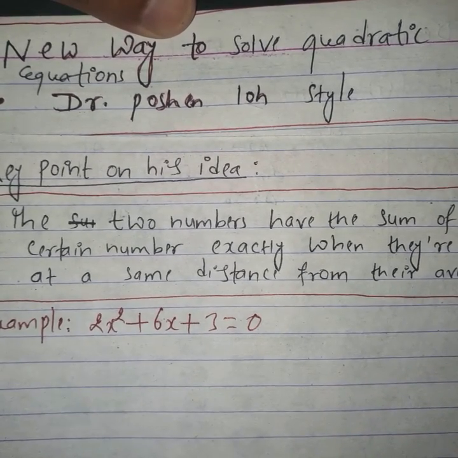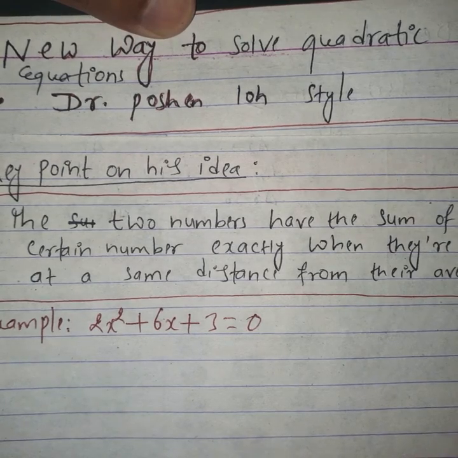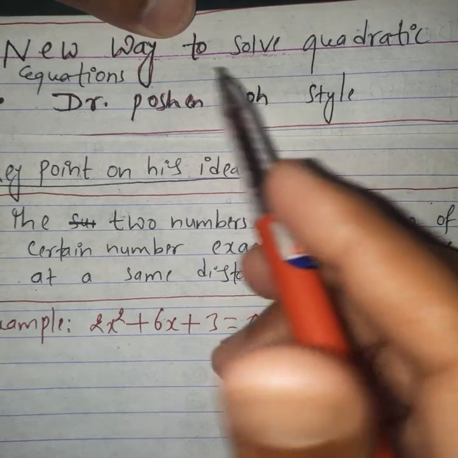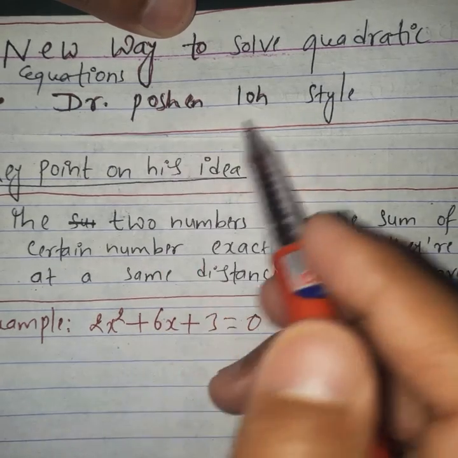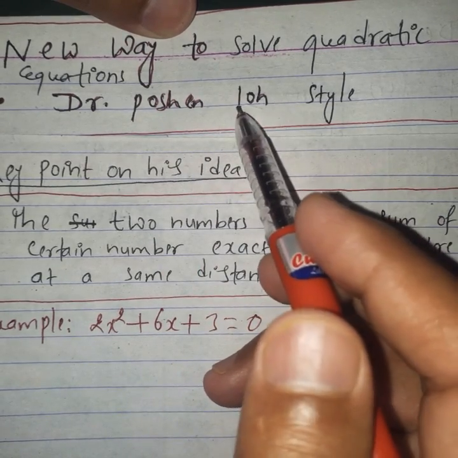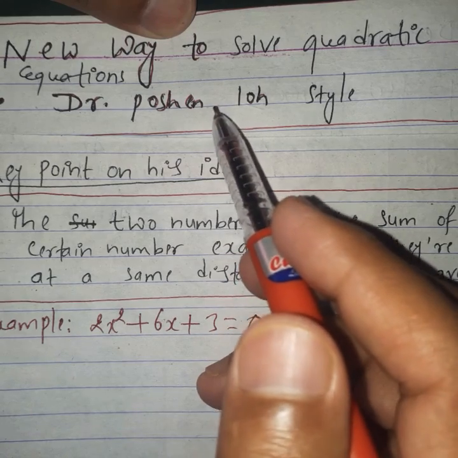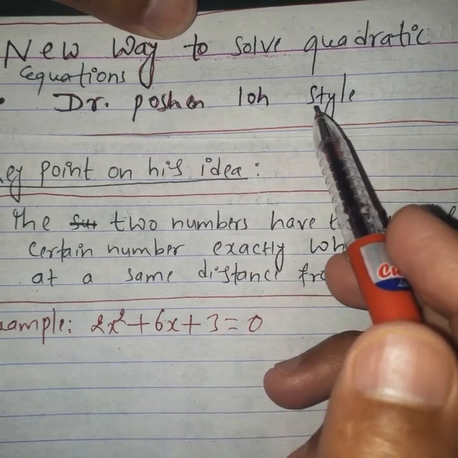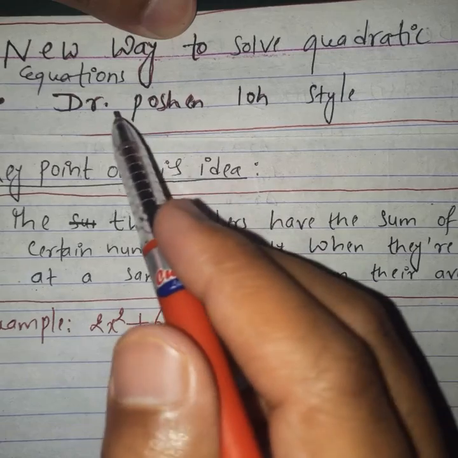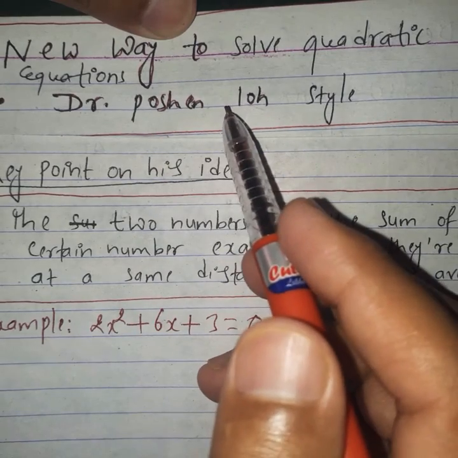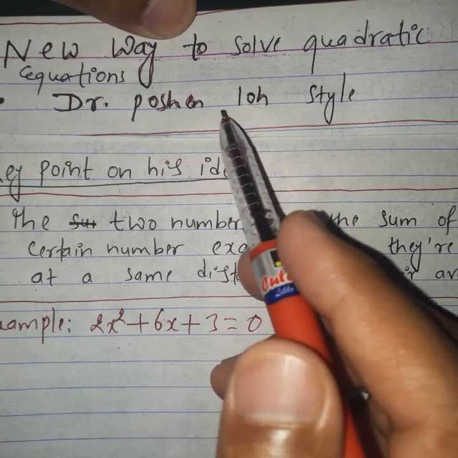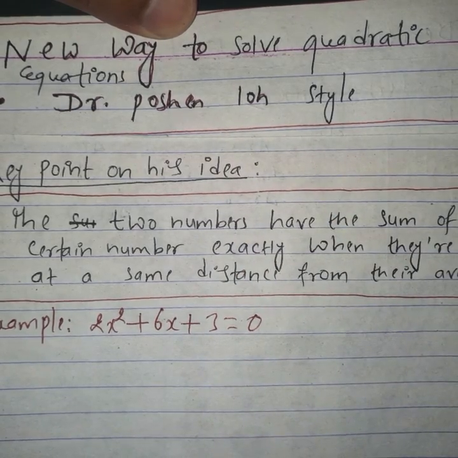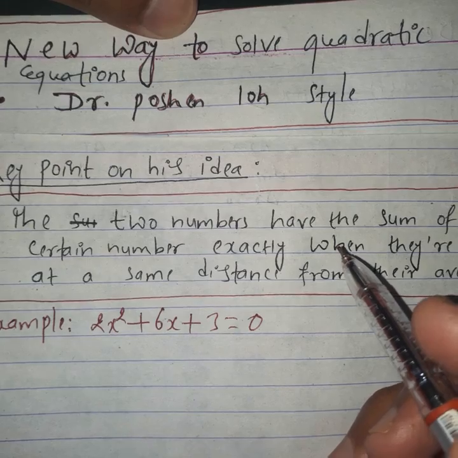Today in this video I am going to discuss one very newly discovered method for solving the quadratic equation, that is Dr. Poisson law method. Here we will learn how to calculate the roots of the quadratic equation by using the concept of the Dr. Poisson law method. Please watch this video till the end so that you will get how to solve quadratic equation through Dr. Poisson law style.